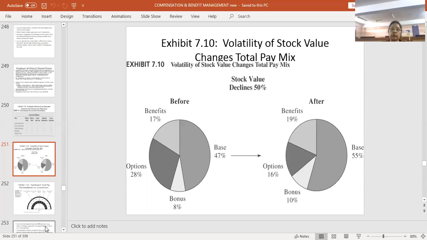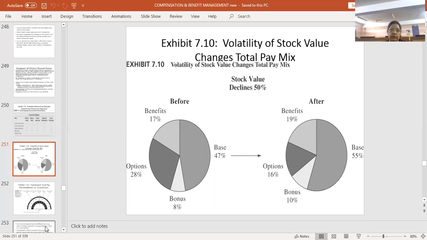Then we also saw that when you give stock shares of the company to employees, like mid-level employees and higher executive level employees, they get shares of the company. So when the shares of the company drop, like when there is a stock value decline, then the pay mix of the employees drastically changes. That means their benefit, stock option, bonus, base pay, everything changes.